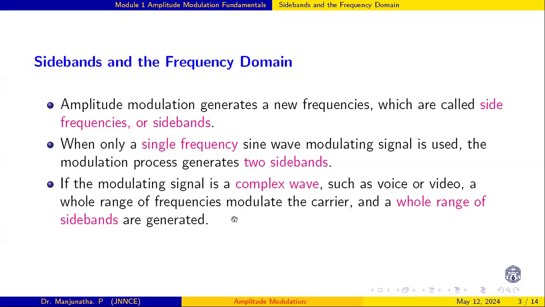If the modulating signal is a complex wave, such as voice, which is 300 Hz to 3 kilohertz, or video, a range of frequencies, then it modulates the carrier and a whole range of sidebands is generated. In this case, only one single frequency is used, but when a group of frequencies is modulated, it will generate a whole range of sidebands.